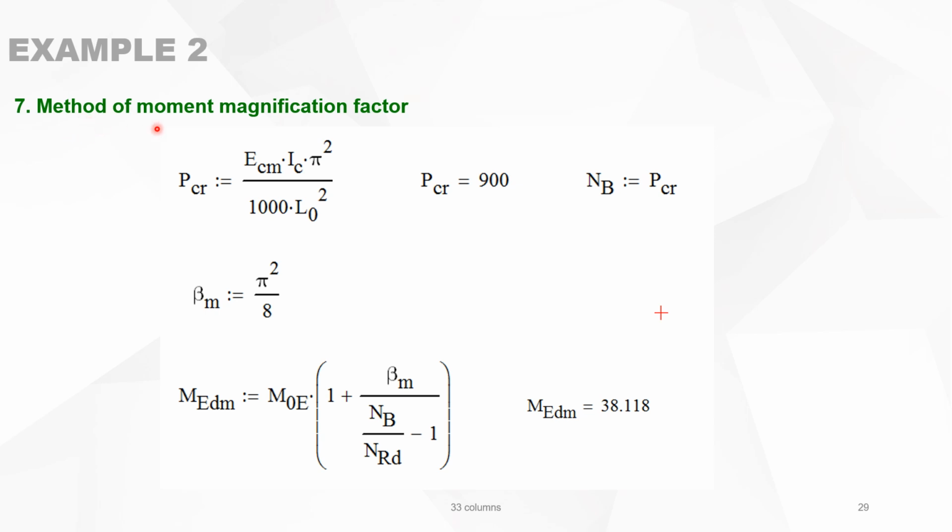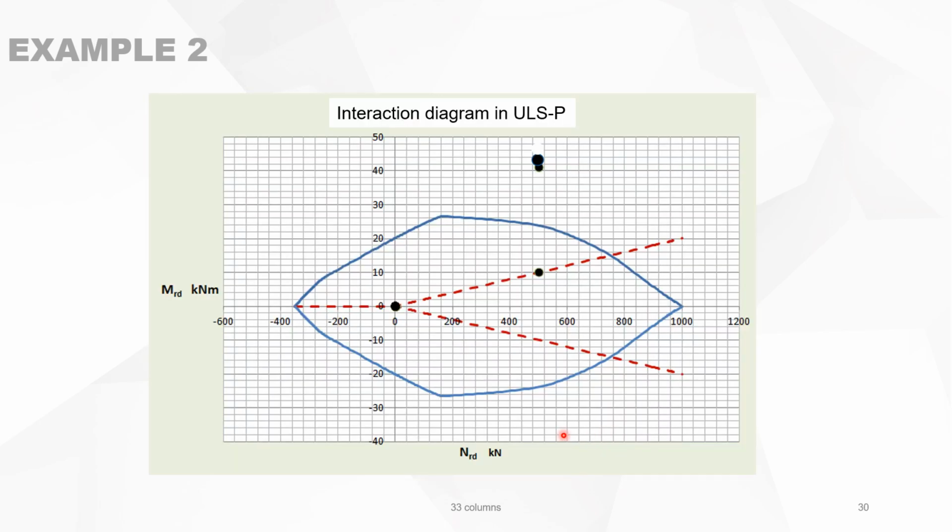As a verification, we use the method of the moment magnification factor, and we calculate the critical buckling force, and we use this formula for the moment magnification factor, and we find 38 kilonewton meter, which is similar to what we found just before. And then we can plot them in the interaction diagram in ULS persistent, and you see this was the initial value, and now we are far outside this curve. So the column is buckling out.